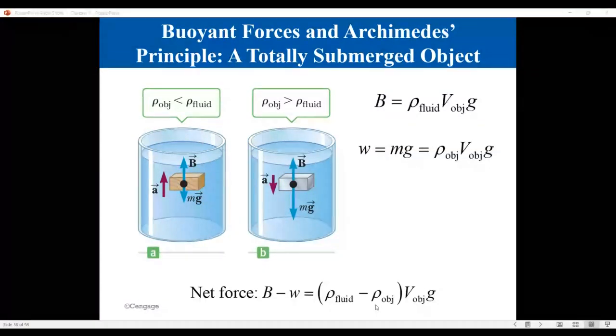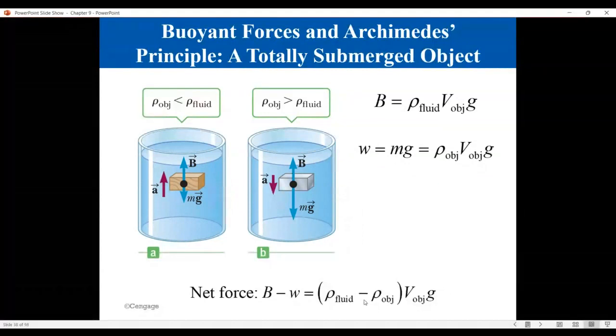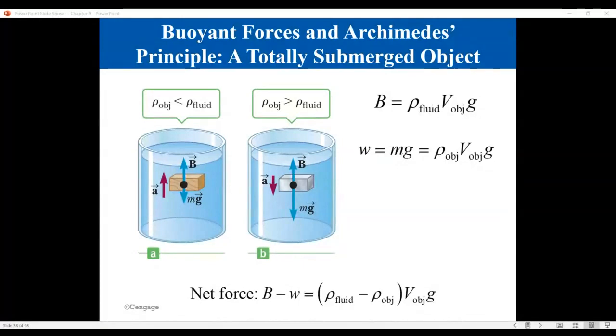And at the bottom, they have nicely there what the net force is. Essentially, if the buoyancy is bigger than the weight, you have (rho fluid minus rho object) times the volume of the object times g. And obviously, I'll talk more about that. But I hope that's clear to everyone, right? I don't think that's difficult to understand, whether something is buoyant or not.